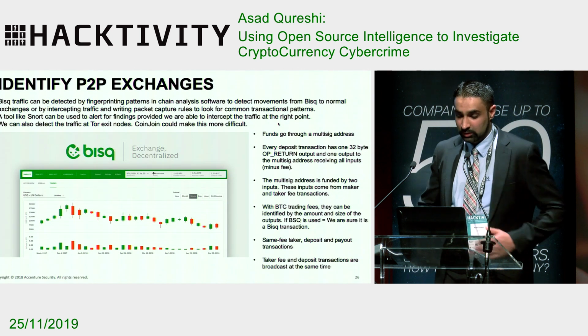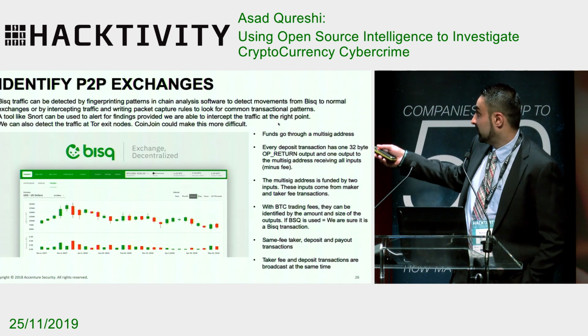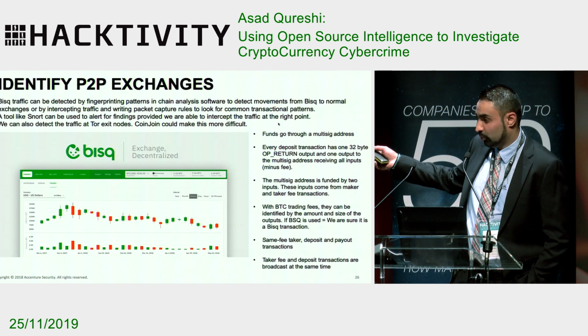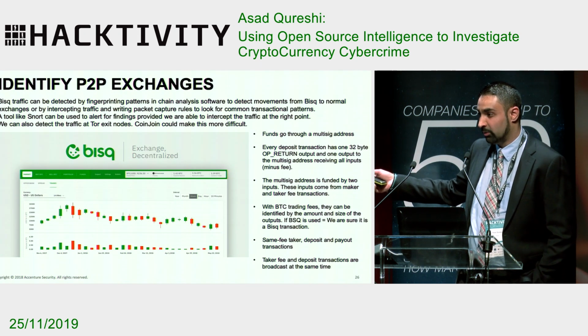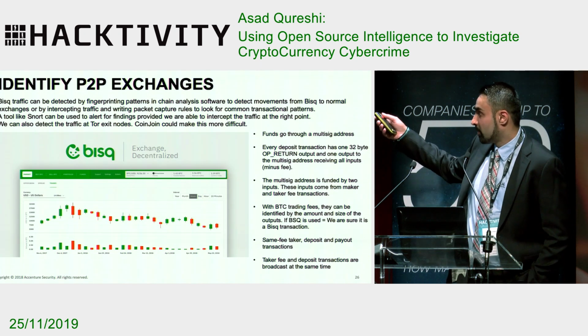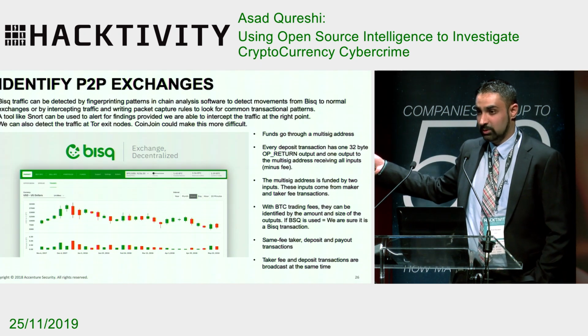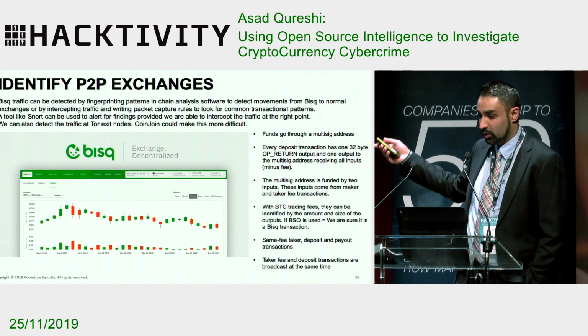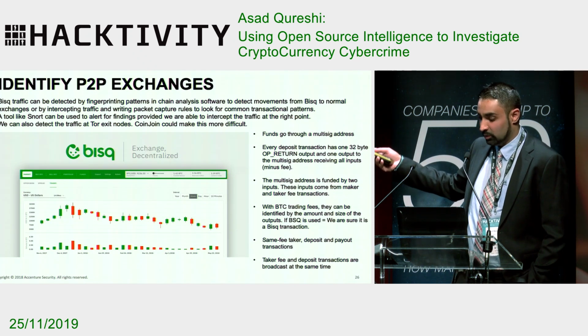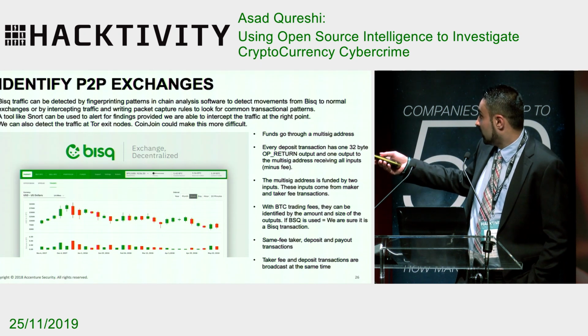Okay, so what are P2P exchanges? P2P exchanges are peer-to-peer exchanges. I can say that they are more decentralized. You can say that they are truly decentralized because no third party is involved. So for example, we have BISC.